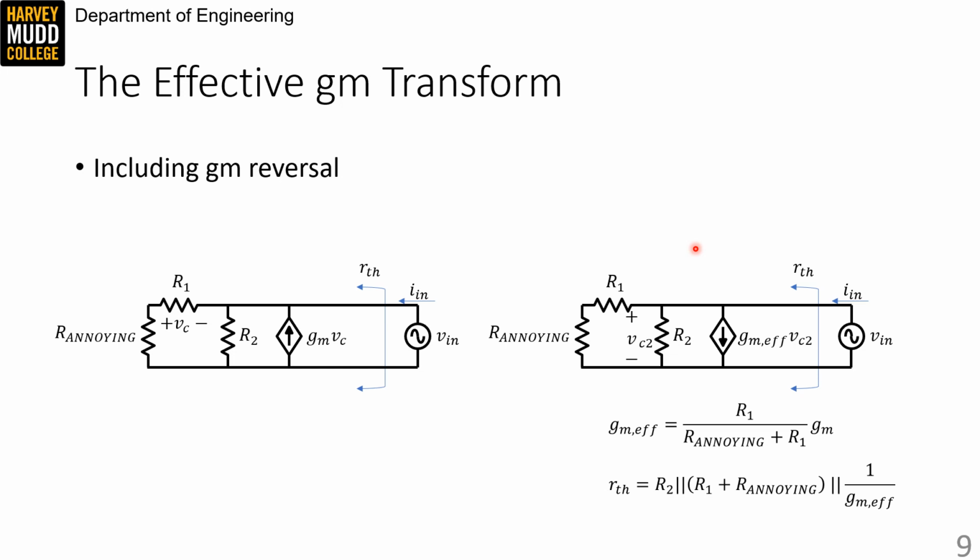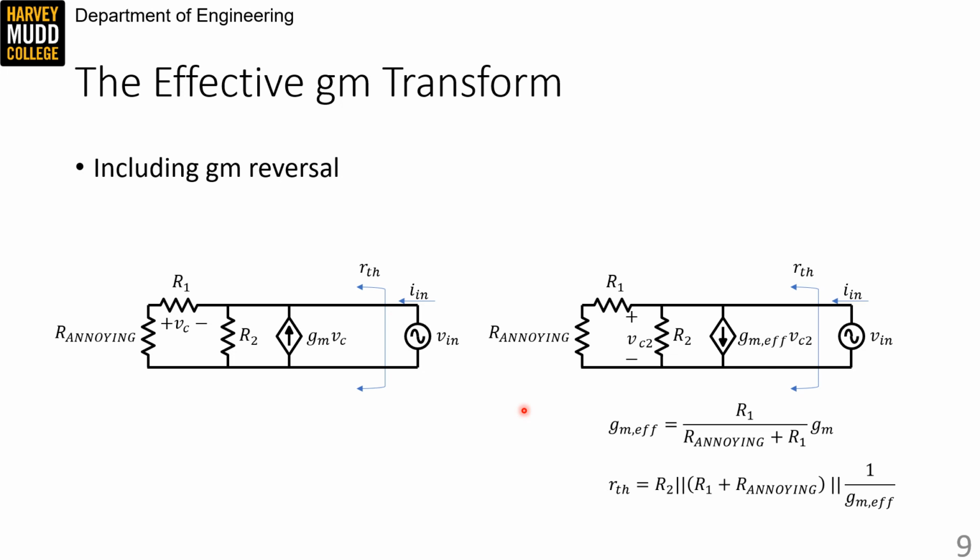In addition to making our life easier, redefining the control voltage like this gives us a bit of physical insight. This divider is indeed reducing how much VC changes when Vin changes, so you can think of it as making GM effectively smaller. This is a super common transform.